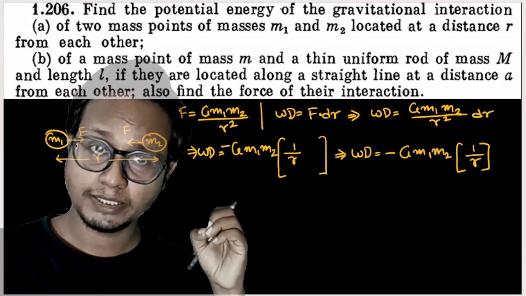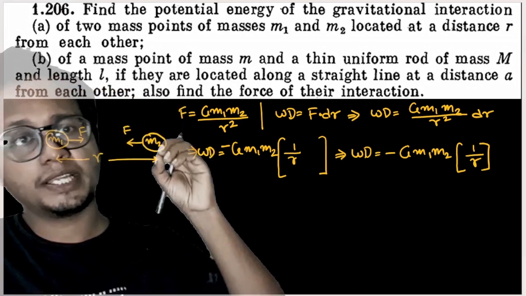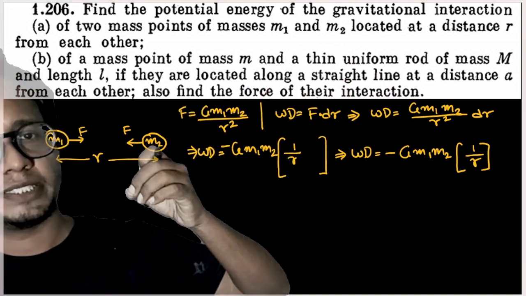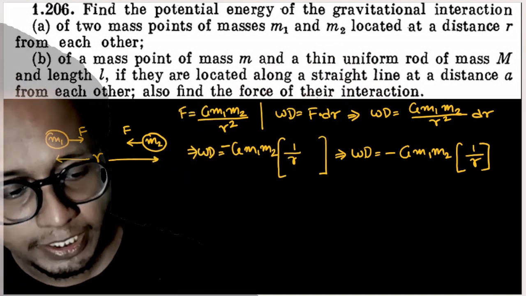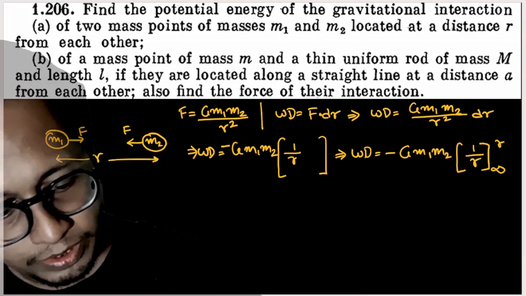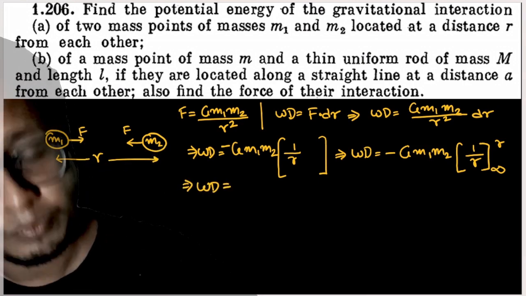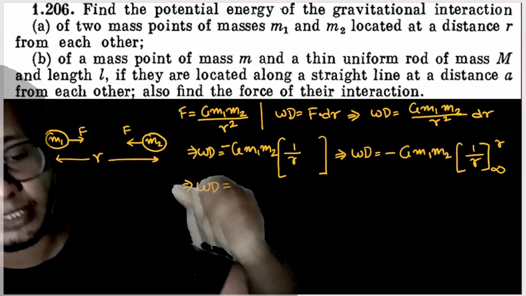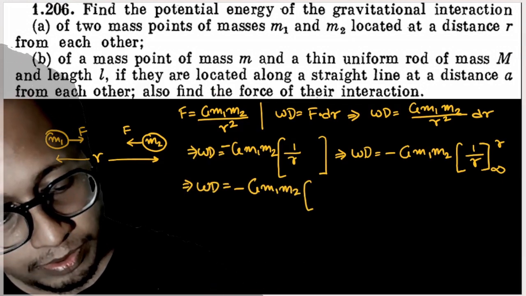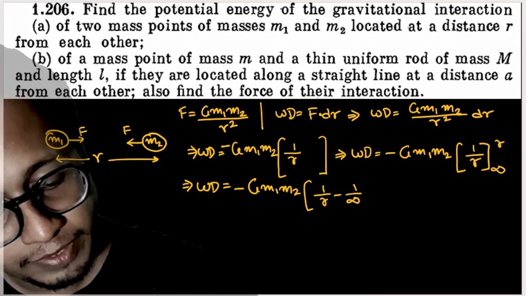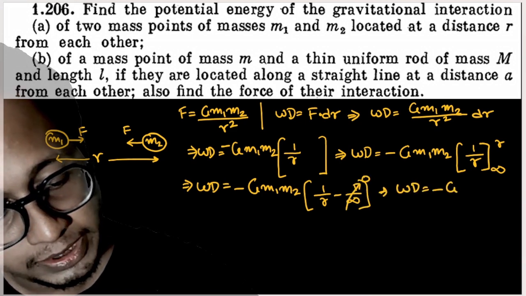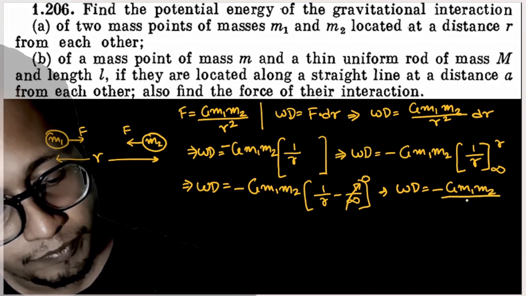Potential energy, or gravitational potential energy, is nothing but the work done in bringing a mass from infinity to that point in space. My initial point would be infinity, my final point would be this point in space. So the work done in bringing this mass m2 from infinity to this point is minus G m1 m2 times (1 by r minus 1 by infinity). 1 by infinity is already 0, so the work done is equal to minus G m1 m2 by r.